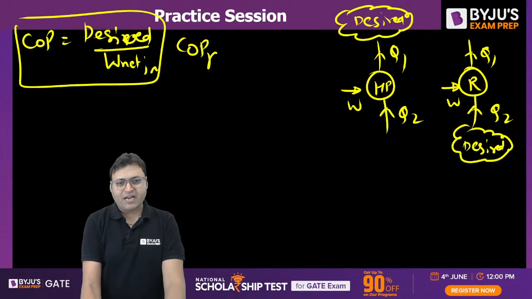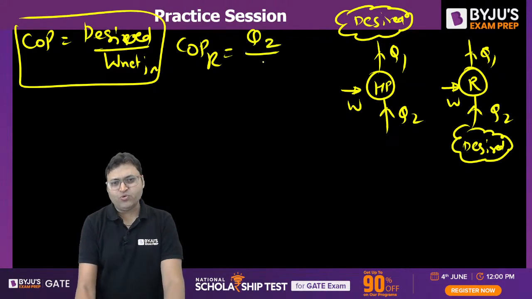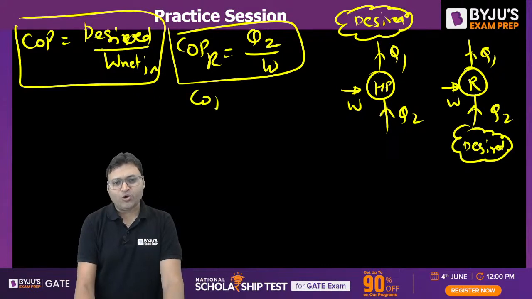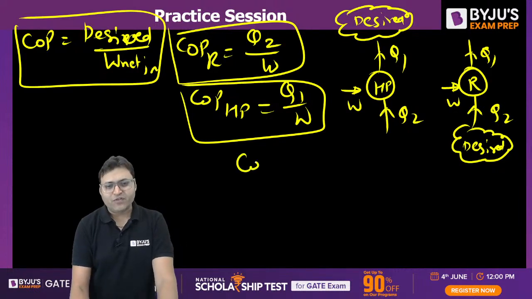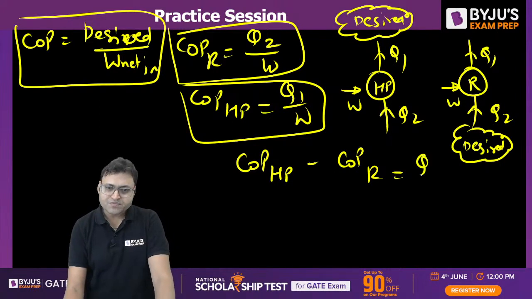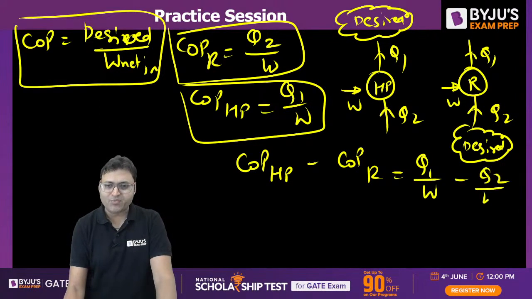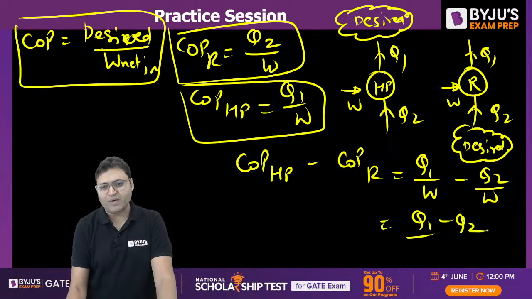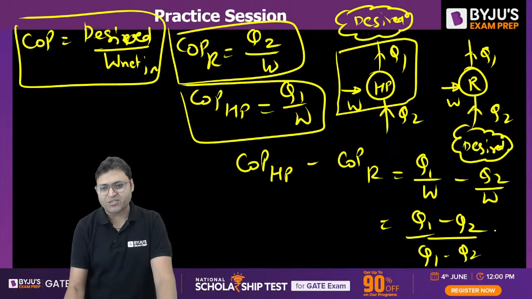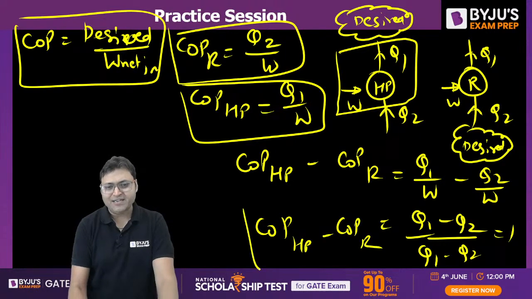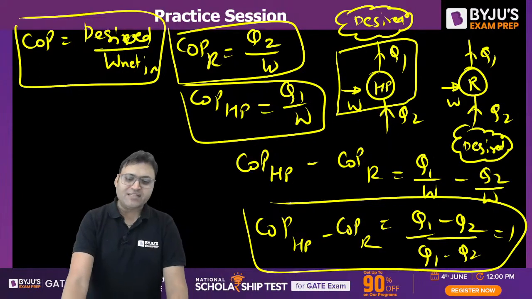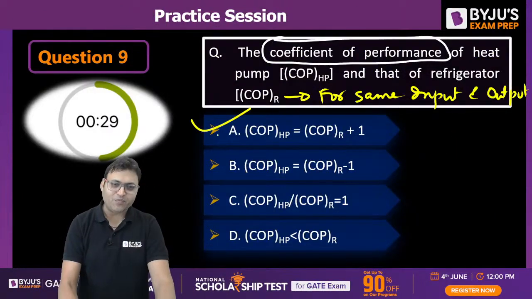That is the COP. So if we talk about a refrigerator, then the desired output is Q2 upon W, and COP for a heat pump is equal to Q1 by W. That is the difference. So we can say COP for the heat pump minus COP for the refrigerator is equal to Q1 by W minus Q2 by W. So it will be Q1 minus Q2 by W. What is W? From the first law of thermodynamics, W can be written as Q1 minus Q2, so that is equal to 1. So COP for heat pump minus COP for refrigerator is given as 1. So that is why the COP for the heat pump is 1 plus COP for the refrigerator.